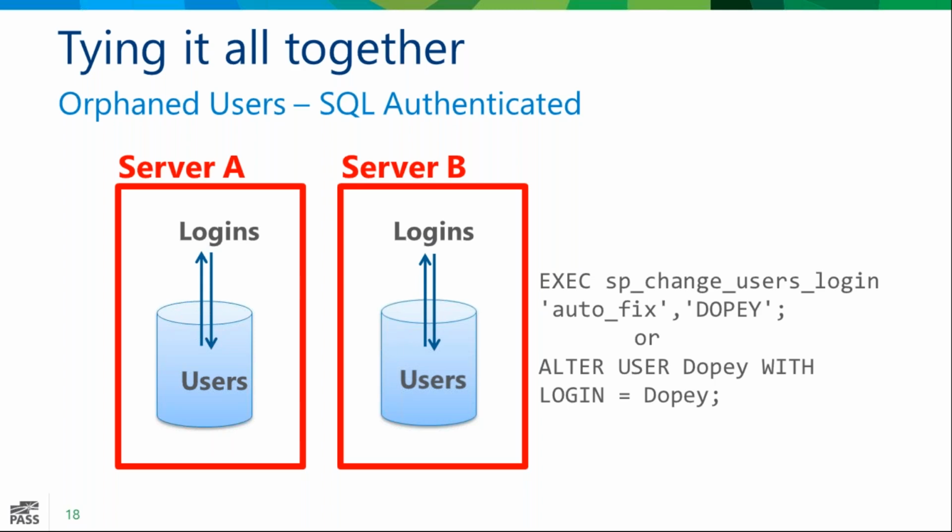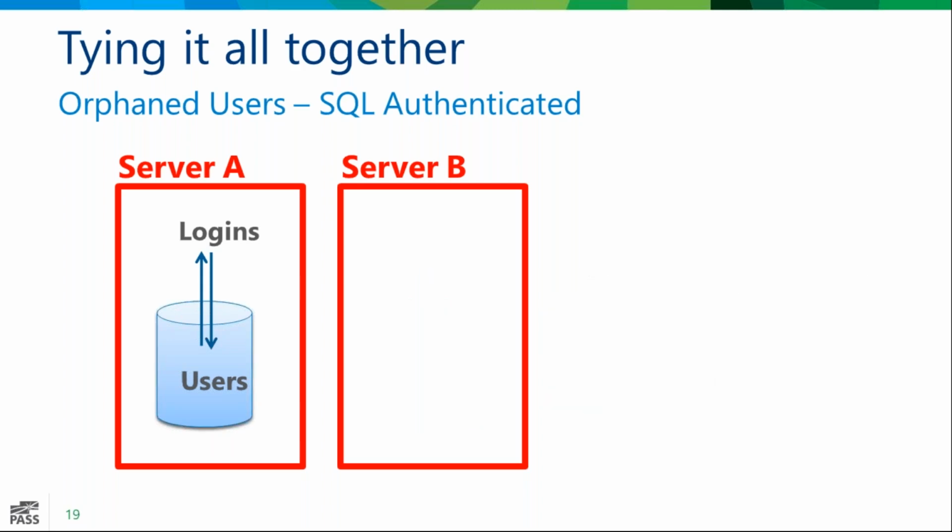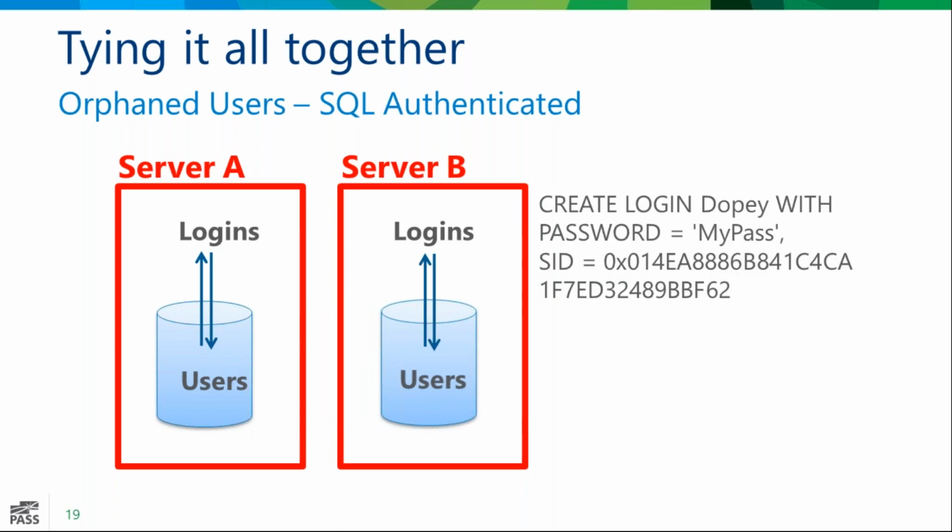So how do we fix this? How do we stop this from happening? Well, we copy our database over just like we did earlier. All right. But rather than fixing the SID at the database level, when we create the login, when we create the server principal, we make sure to include the SID. We tell it which SID we want to use.